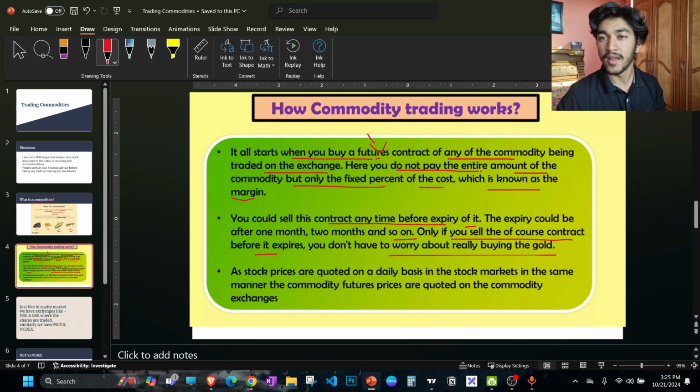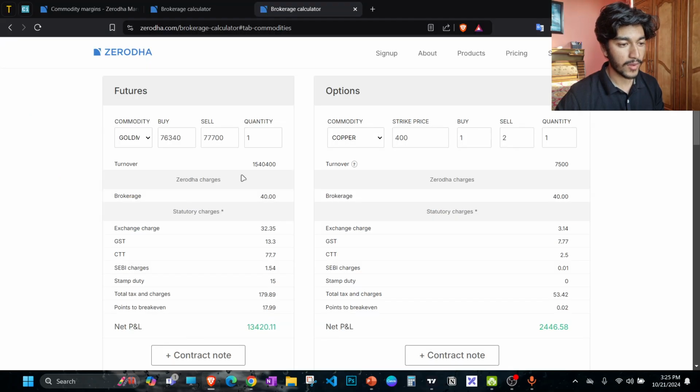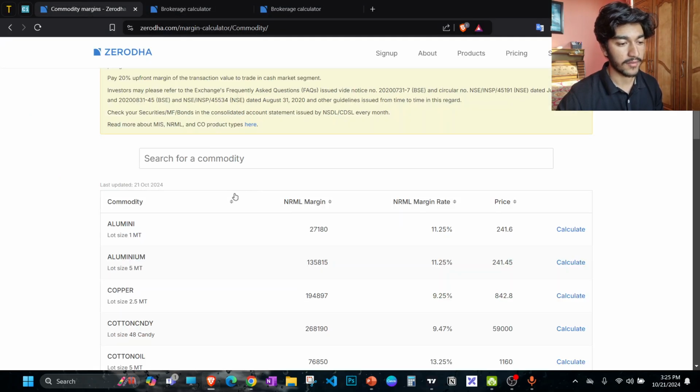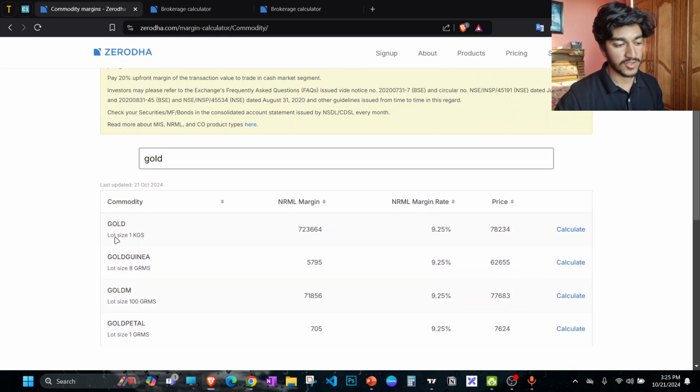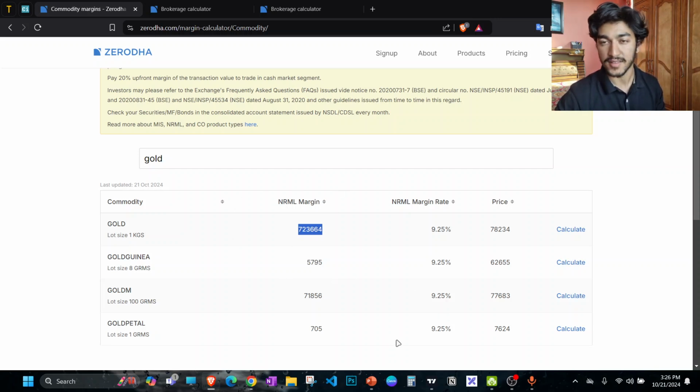For example, let's take gold. You bought a futures contract of 1 lot of gold, which, I think, is equal to 1 kg of gold. We can check that on a website like Zerodha, where you have different commodities. For example, let's check gold. The lot size is 1 kg, and the margin required is somewhere around 7 lakh. I'll come to this part a bit later as well.